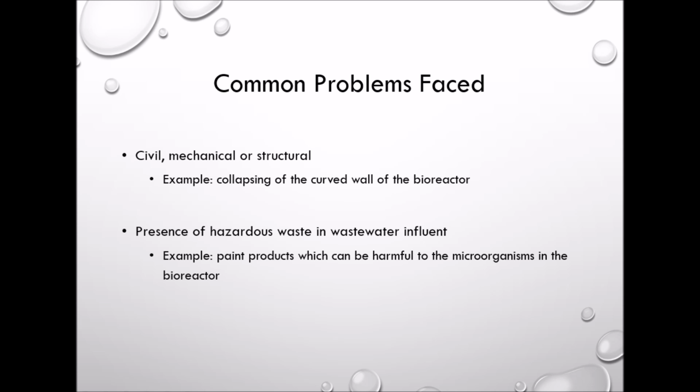One example experienced by 2 other plants with a similar design to the Cleveland plant is a structural problem in the bioreactor. The curved part of the bioreactor is collapsing outwards, which is possibly due to high turbulence caused by excessive aeration. Another common problem faced by the plant is when hazardous waste enters the treatment facility, such as paint. This affects the chemical and physical properties of the wastewater, and consequently the microorganisms, which are very sensitive to the environment. This prevents a treatment facility from functioning properly and may lead to poor effluent water quality and possibly eutrophication.